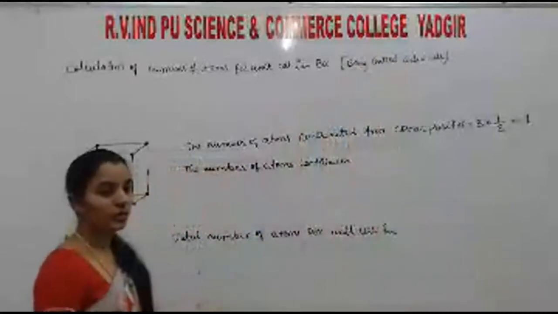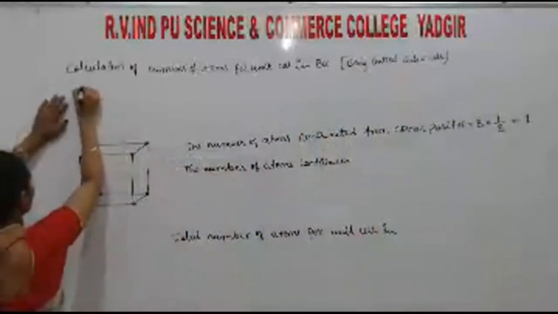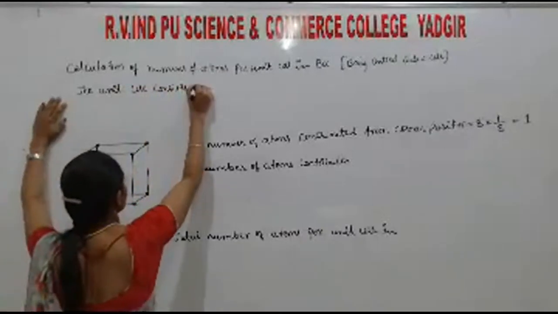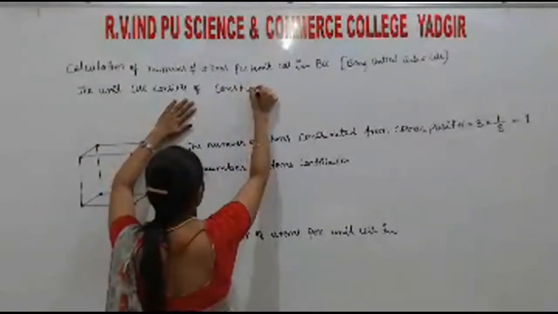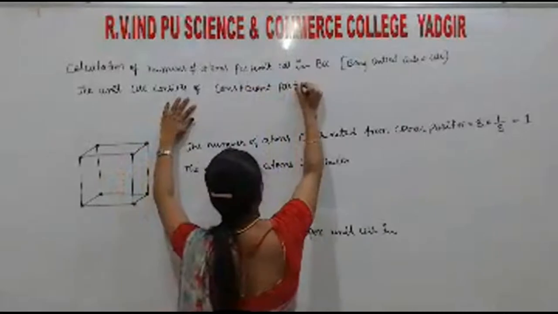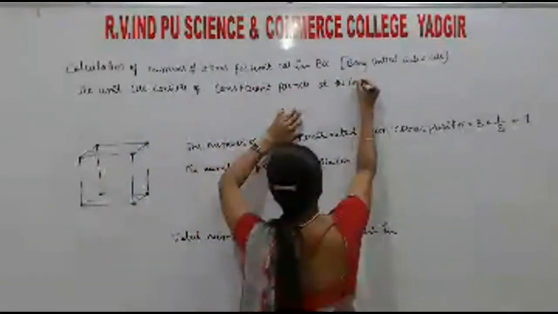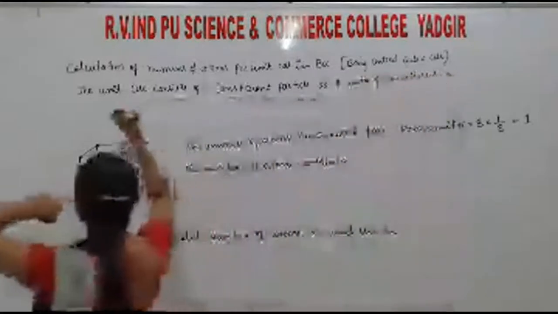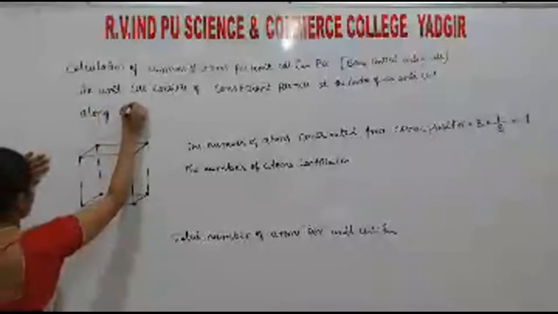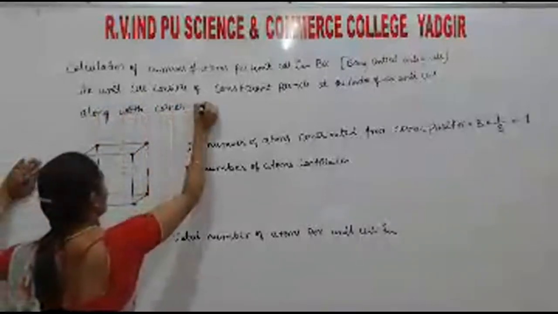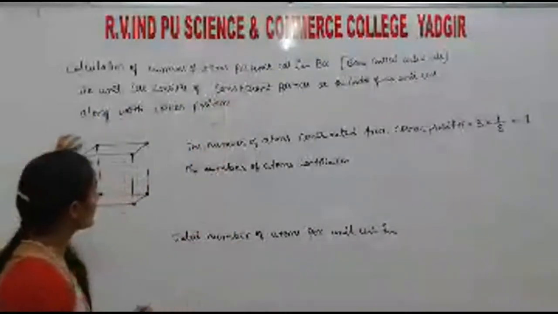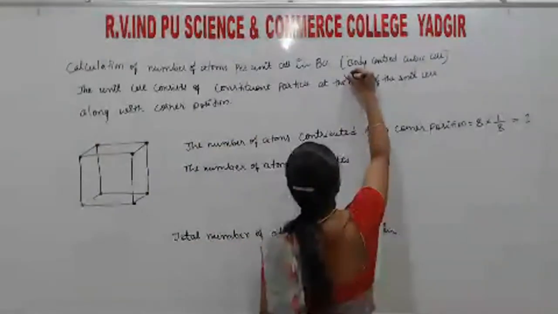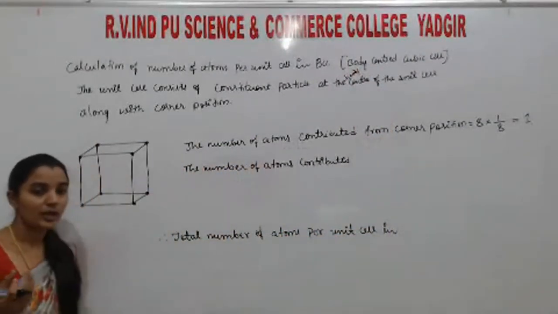body center cubic cell. Okay, so here what happens, the unit cell consists of 1 particle at the center of the unit cell along with the corner positions. So students, to specify the sentence, you make it at body center of the unit cell. Otherwise you make it center of the unit cell, that is correct.